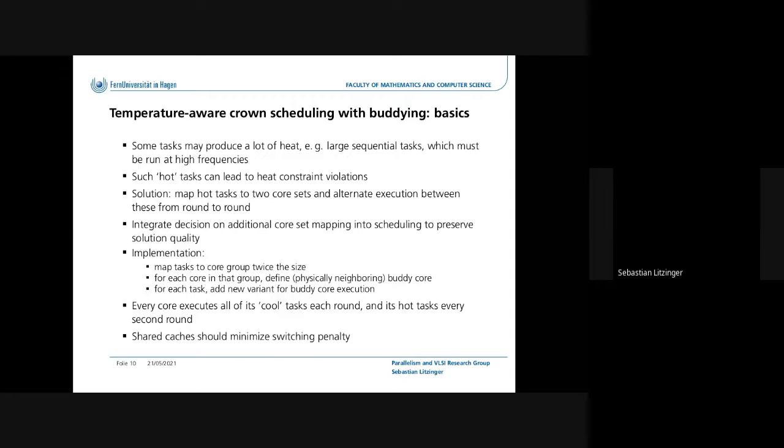At runtime, every core would just regularly execute the tasks which are mapped to it in every scheduling round, except for the hot tasks, which are mapped to twice the number of cores, which will just be executed every second round.